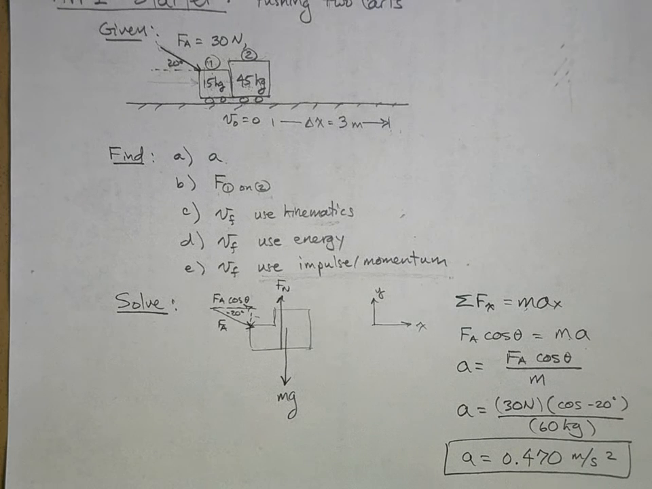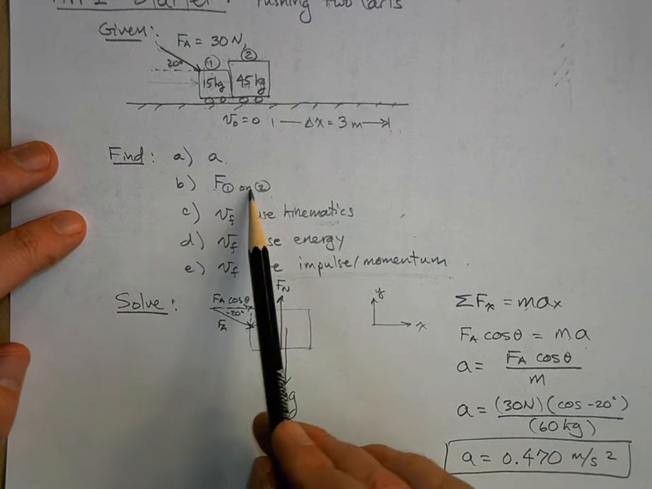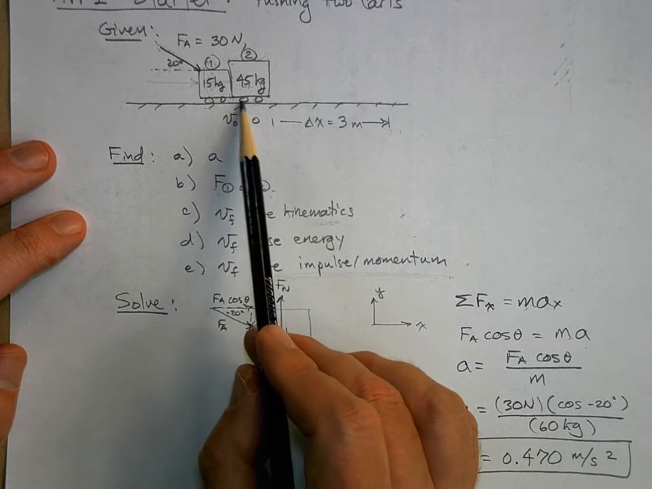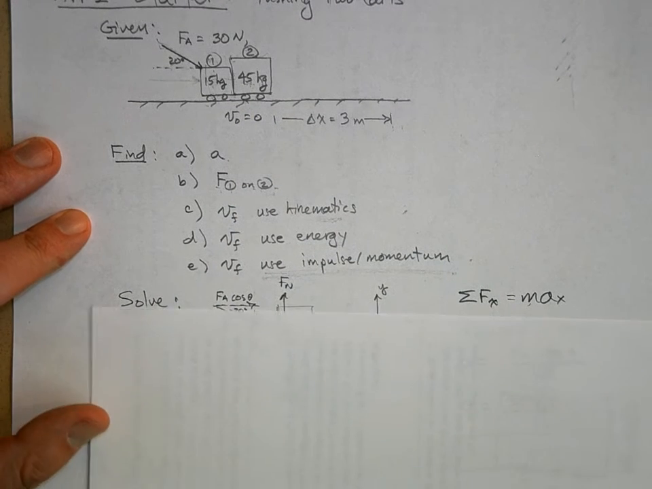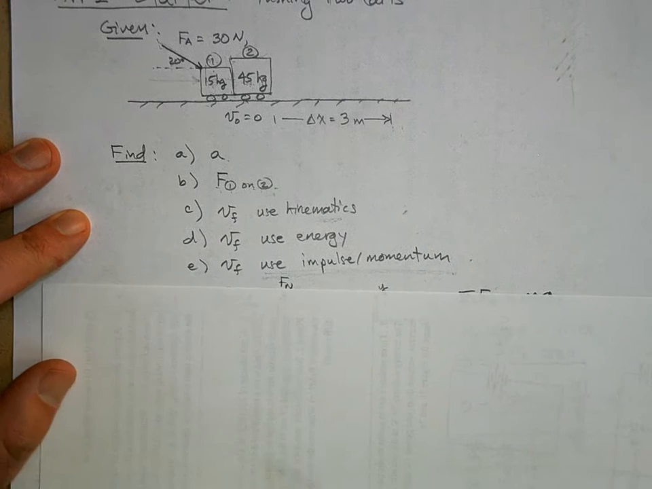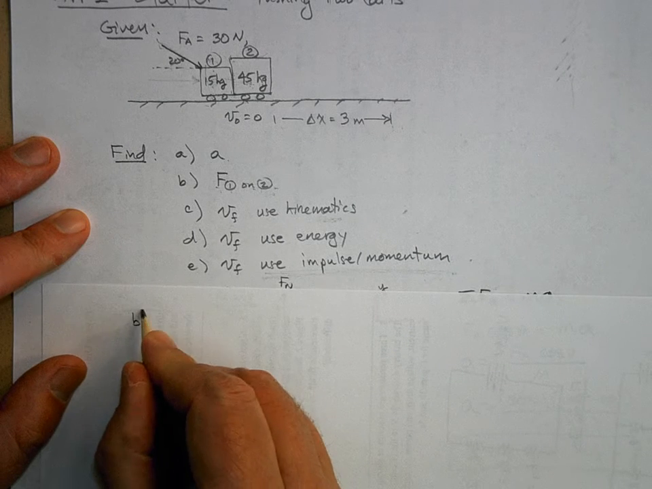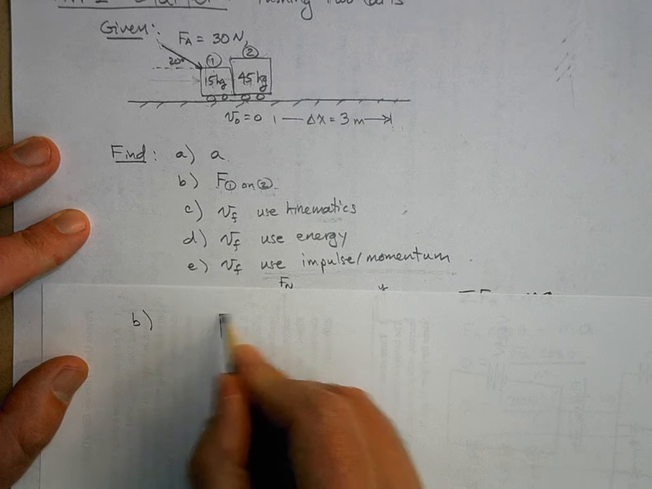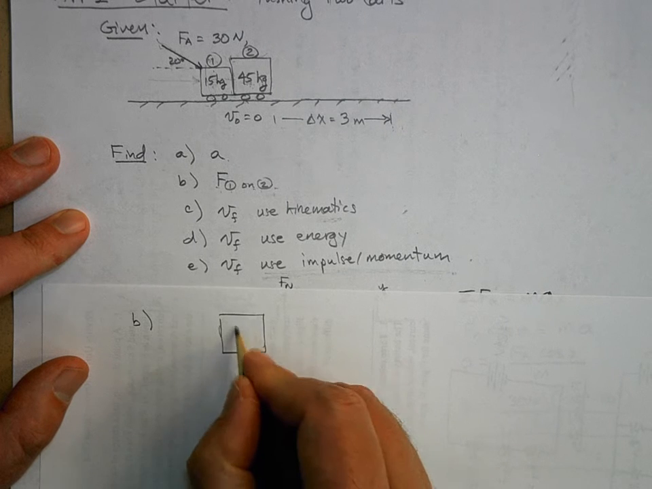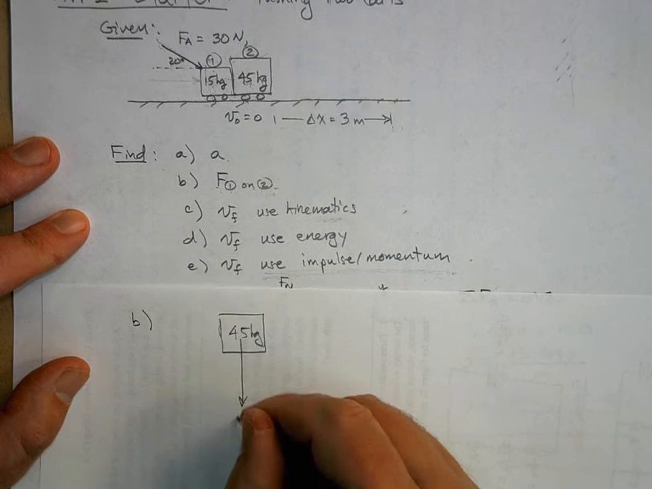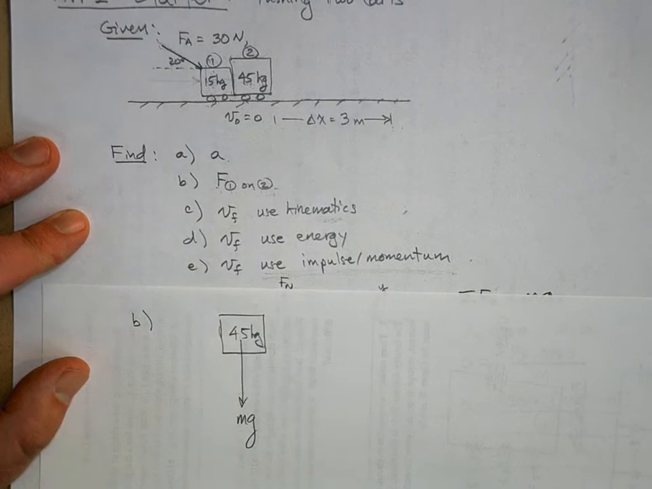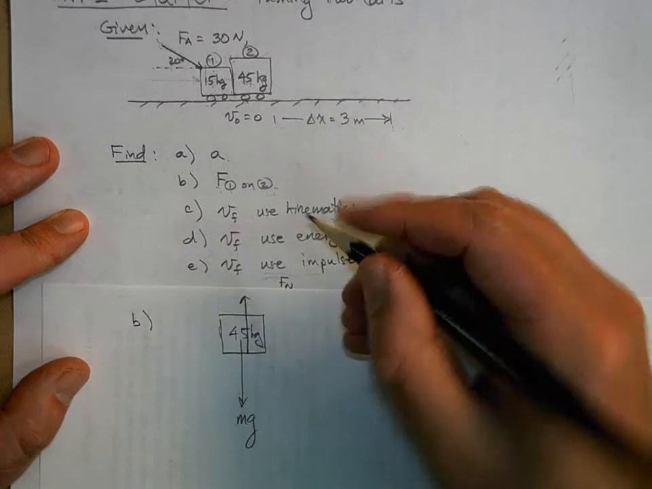Now, the second part is deceptively easy if you know what to do. We want to know what is the force of 1 on 2. Well, let's draw a free body diagram of object number 2. And so this is part B. Well, here's object 2. It's 45 kilograms. I've got its weight pulling down, right? And I've got a normal force pushing up.